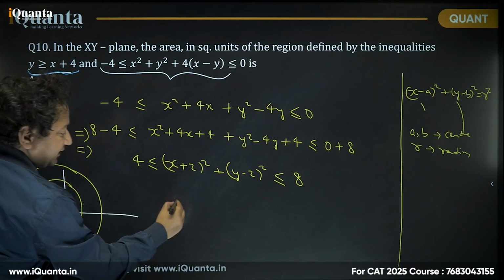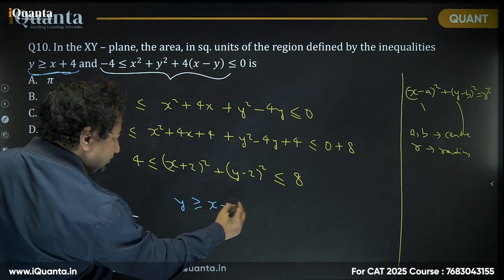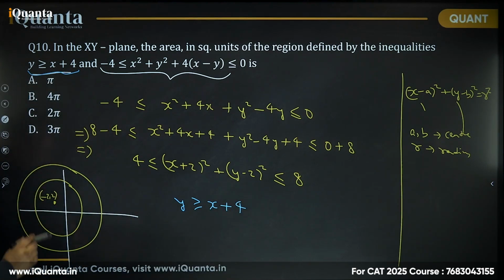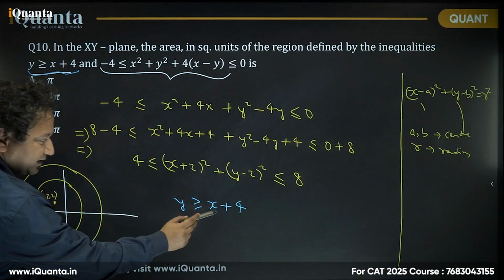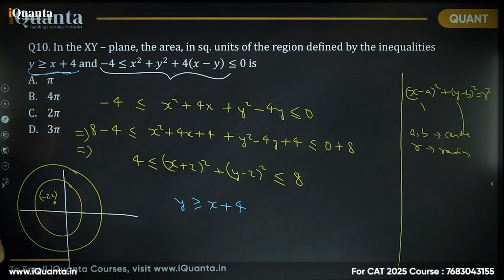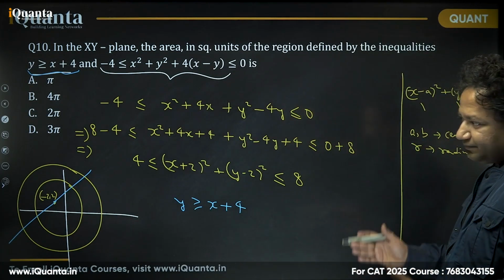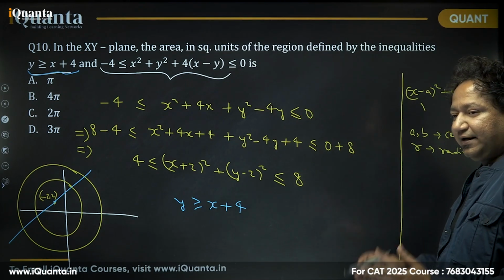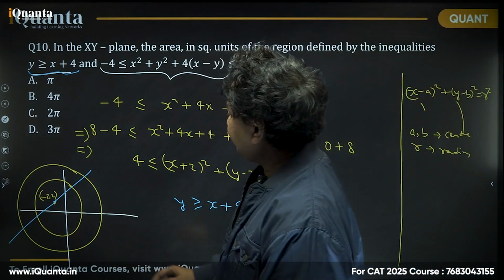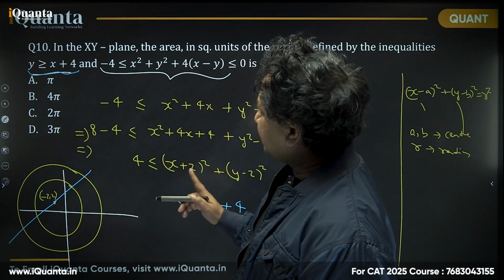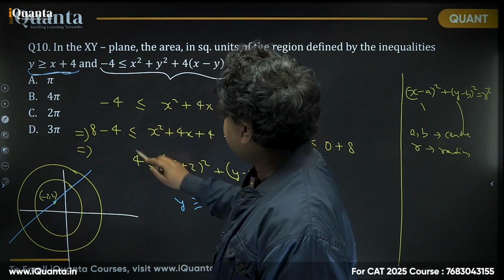y is greater than or equal to x plus 4. That's perfect. This minus 2 comma 2 lies on this line, isn't it? If you put x as minus 2, plus 4, y will be 2. Wow, this lies on it. So this will be a straight line which will go like this. They are diametrically opposite points. Minus 2 comma 2 is the center which lies on this line, which means now we have to find the area of all the things which lie between these two extremities, 4 and 8.